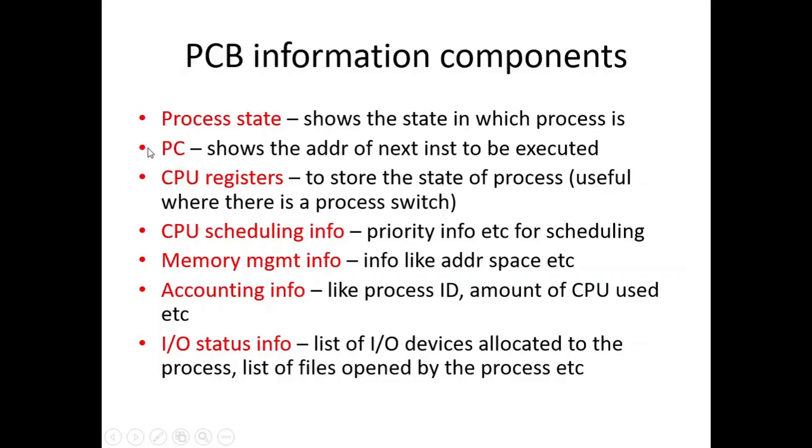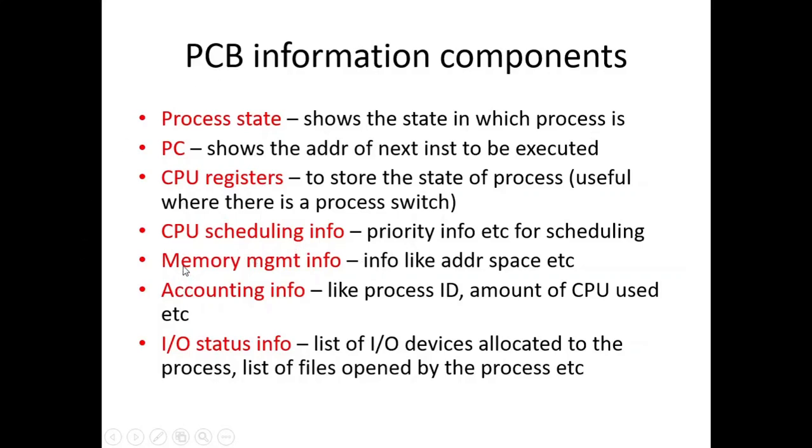Apart from that, it will also show all the CPU registers associated with the process. All these CPU registers are necessary in order to perform a process switch. We'll see what this process switch is in the next slide. We'll also have scheduling information. For example, if there are multiple processes in the main memory, then the scheduler must have some information to pick which process. There might be some processes having a higher priority. All that CPU scheduling information is shown by this PCB.